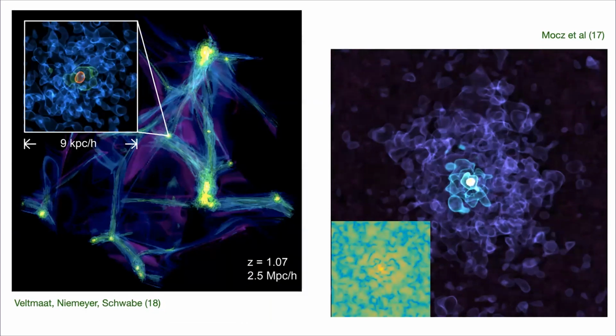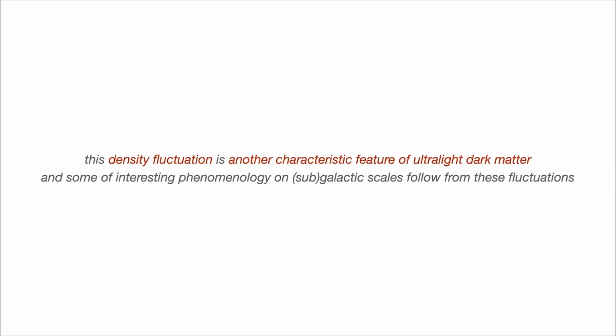So in this simulation, you see that there are solitonic cores, and outside of the solitonic cores, there are order one fluctuations that are just going over the whole galaxy. You see also the same feature here, where there's a central solitonic core, and outside of it there is order one density fluctuation. So this kind of order one density fluctuation is another characteristic feature of wave dark matter, ultralight dark matter. And there are several interesting phenomenology associated with this density fluctuation.